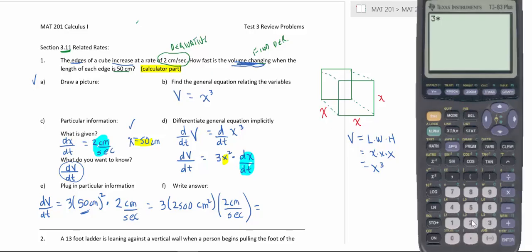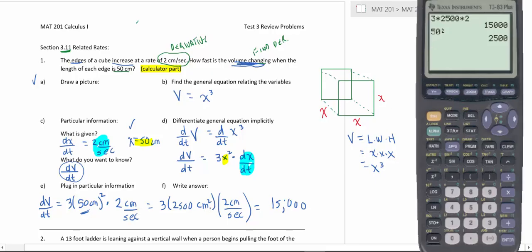So 3 times 2,500 times 2 is going to give an answer of 15,000. I think I've got that right. Oh, you know what? I didn't do this right. It didn't sound right to me. If I do 50 squared, that's 2,500, so I guess I'm okay. So that makes sense. So I've got 15,000.